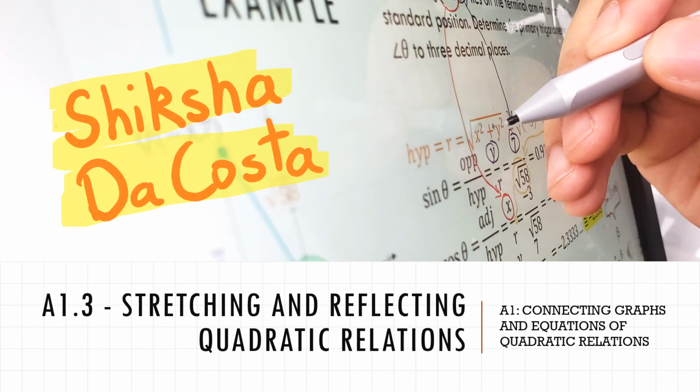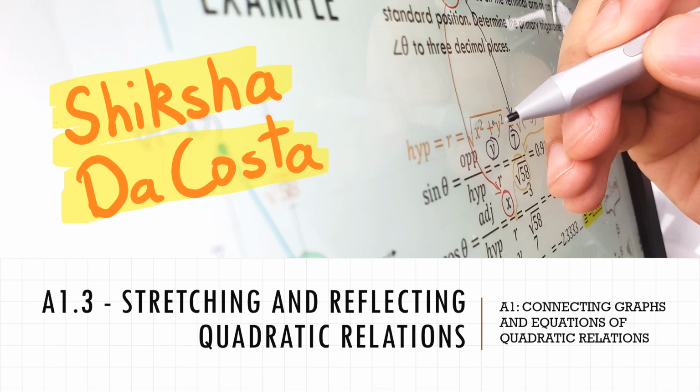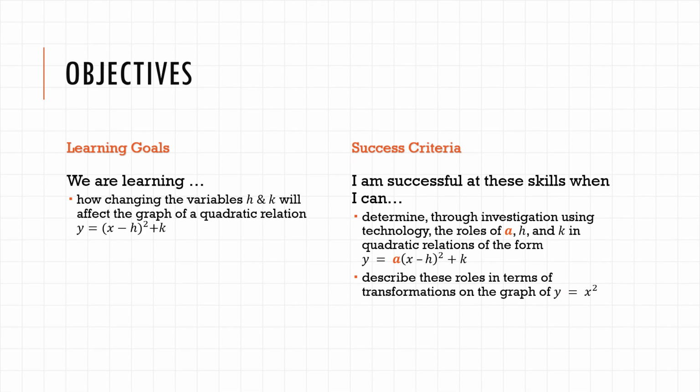Today we are going to be talking about stretching and reflecting quadratic relations. This is part of Unit A1, where we're going to connect the graphs and equations of these quadratic relations. So today we are learning how changing the variables h and k will affect the graph of the quadratic relation given to you by this equation.